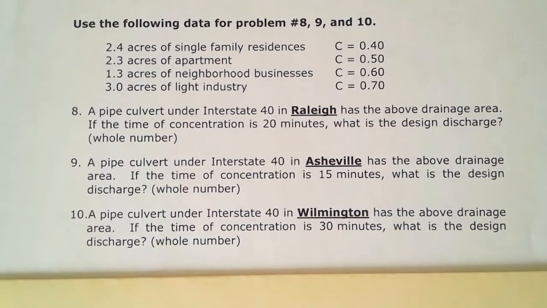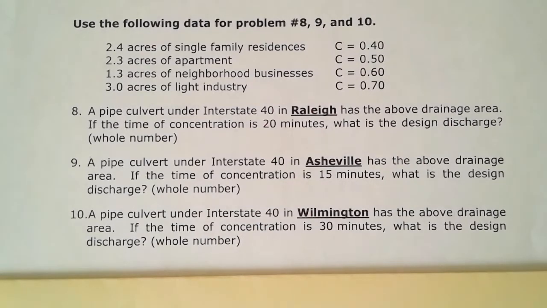Okay, for these last three homework problems for Chapter 3 for FEP hydraulics, I'm going to put them all together because they're very similar and they share the same runoff coefficient. So we're going to use the following data for 8, 9, and 10, and we're told acres and the runoff coefficient for that type of ground. So first is single family residence, then apartment, then neighborhood business, then light industry. So we'll find that composite coefficient first, and then we'll solve 8, 9, and 10.